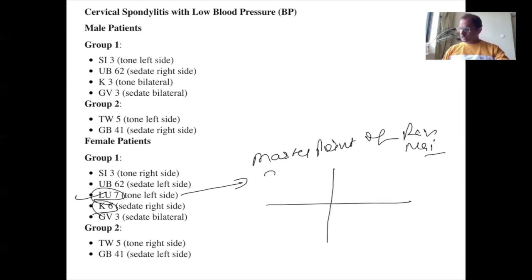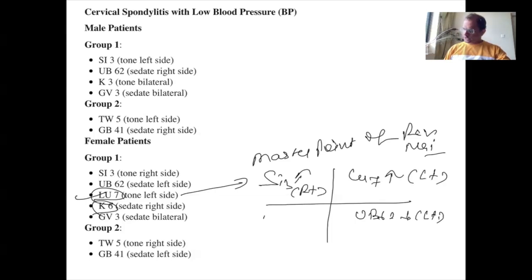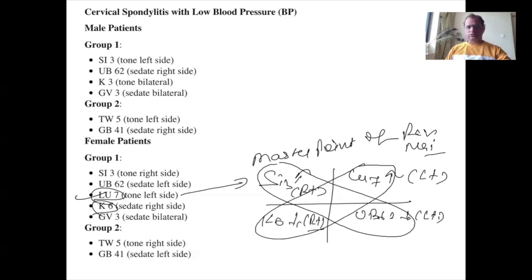हाउ टू मेक द सर्किट? SI3 tonification on the right, urinary bladder 62 sedation on the left. Now lung 7 tonification on the left and kidney 6 sedation on the right. So this is the circuit formation. In the female, SI3 and UV62 will be working on the cervical spine, and lung 7 and kidney 6 also working in the central core, starting from the uterus. So for the female, it's mandatory to put these 2 points. Female के लिए हमें uterus का point लगाना होगा.